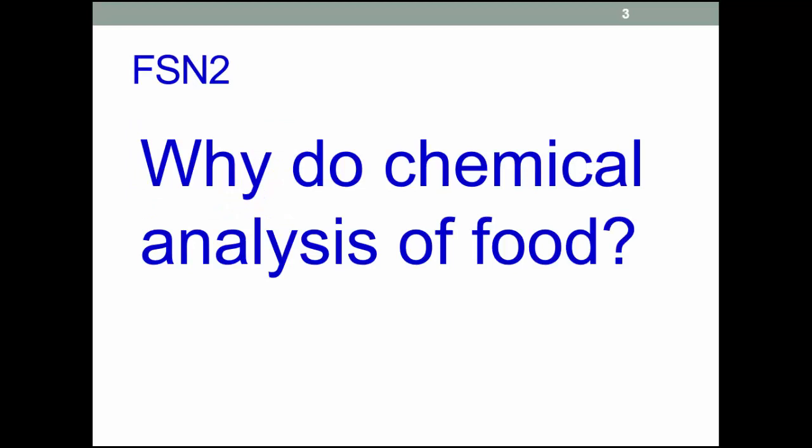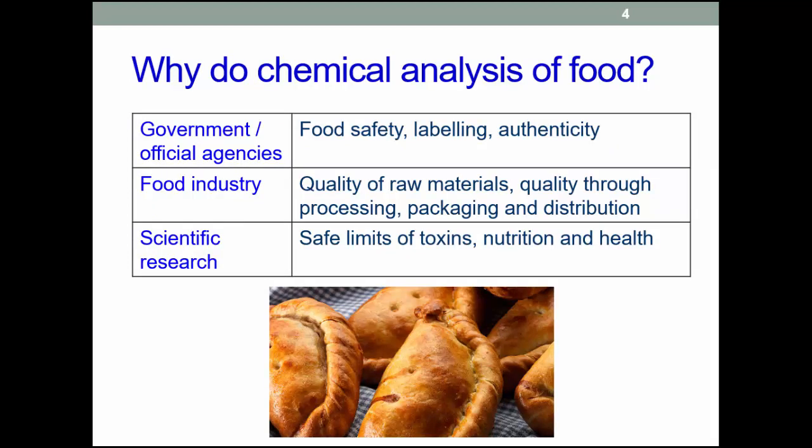So why do chemical analysis of food? It's impossible to list all the reasons why food is chemically analysed. Governments want to check that food is safe and has the correct labelling. Food industry is concerned with the quality of its raw materials, how things change through processing, packaging and distribution. Scientific research is interested in looking at impacts on nutrition and health, and also perhaps the safe limits of toxins. We've got some examples of that a bit later on.